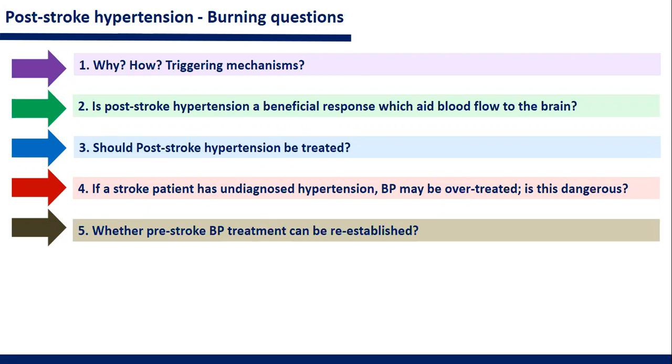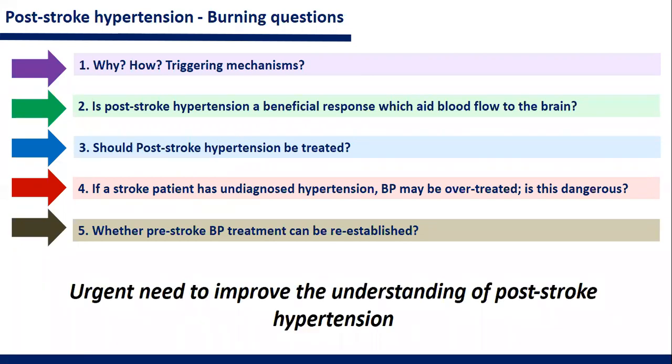However, these questions are still not completely answered by the researchers or clinicians, and even existing international stroke guidelines do not define the recommended blood pressure level or set blood pressure levels after stroke or within the acute period of stroke. So there is an urgent need to improve our understanding of the post-stroke hypertension to improve the patient outcomes after they have a stroke.